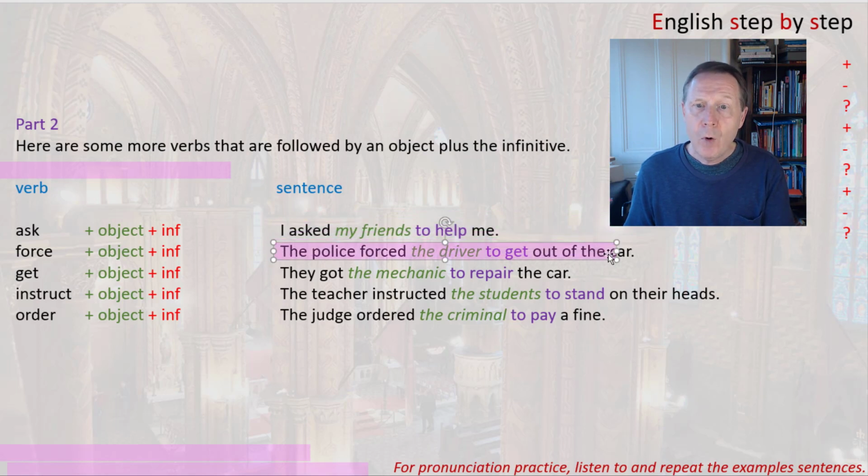The police forced the driver to get out of the car. They got the mechanic to repair the car. The teacher instructed the students to stand on their heads. The judge ordered the criminal to pay the fine. So you see, the same structure. Verb plus object plus infinitive with to.